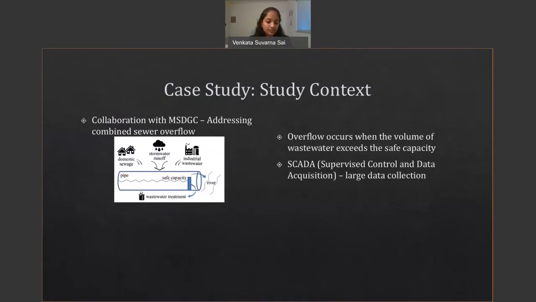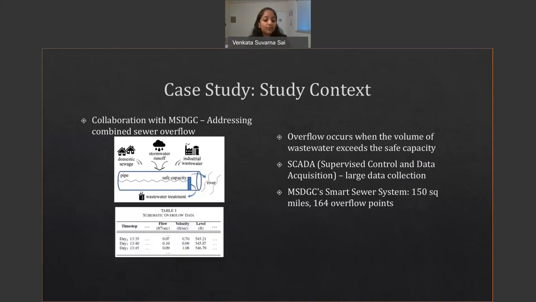SCADA, which stands for Supervisory Control and Data Acquisition, is deployed by MSDGC to collect large amounts of data through sensors in the sewer pipes. And MSDGC's smart sewer system covers 150 square miles and 164 overflow points. And we pick one of these overflow points for the case study, and the data looks similar to the table seen here. We have attributes like flow, velocity, and level, and these are being recorded at every given timestamp.